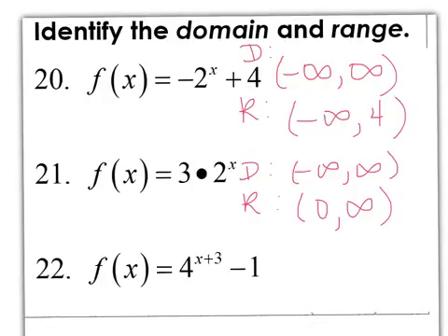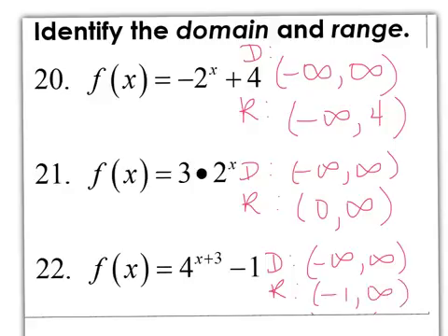Now, when we look at number 22, our domain, of course, is all real numbers. But to find our range, first of all, our a is positive. So that means that our range will start at our k, which is -1, and go to positive infinity.